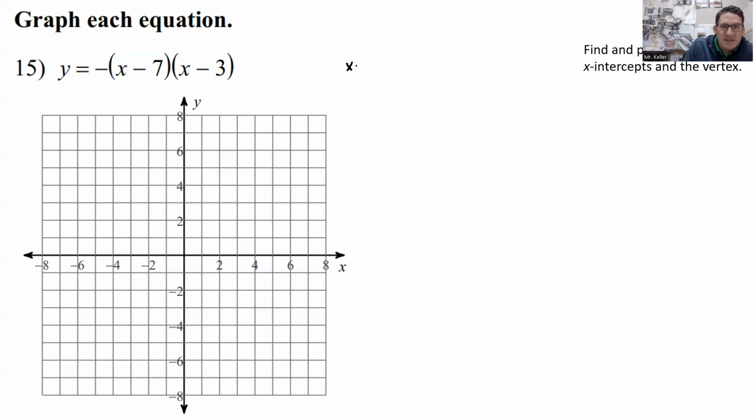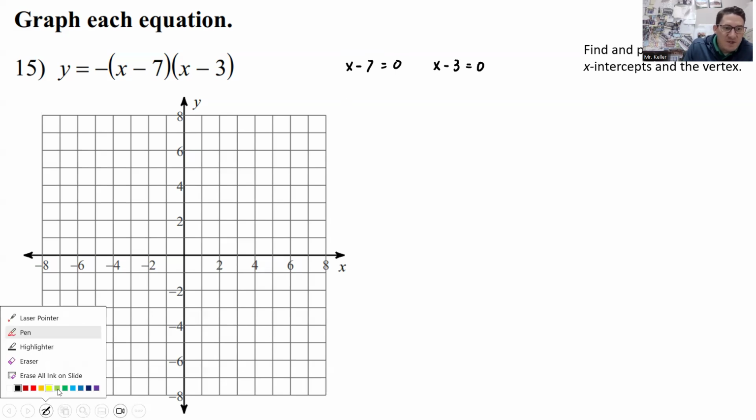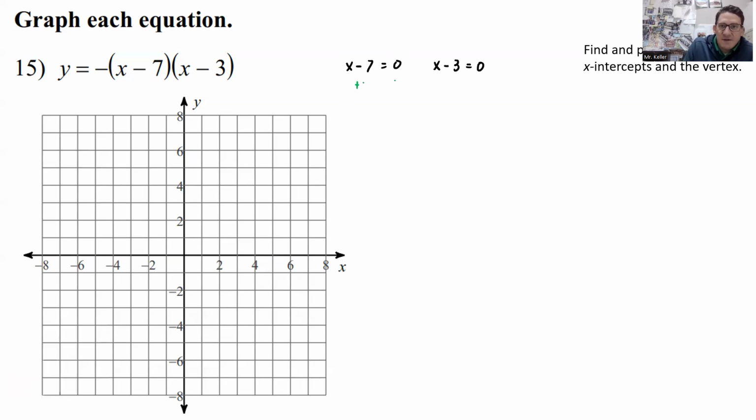So it's x minus 7 is equal to 0 and x minus 3 is equal to 0. Solve each one of those equations individually. So add 7 on this one, add 3 on this one. So we get x is equal to 7 and x is equal to 3. So the x-intercept is going to be at (7, 0), and this one's going to be at (3, 0).